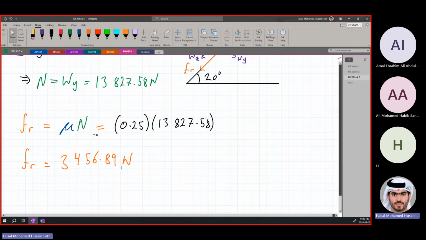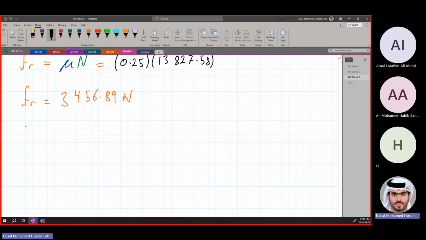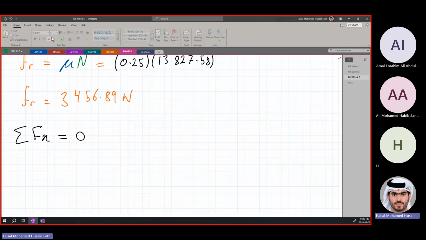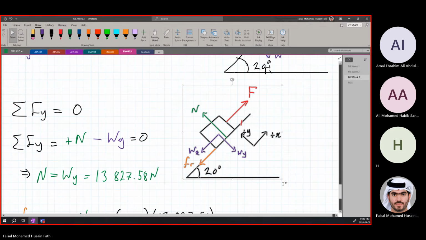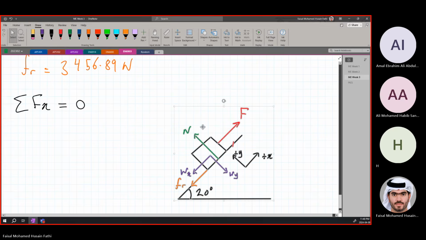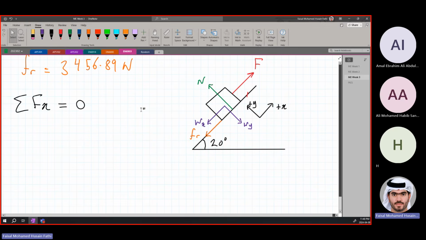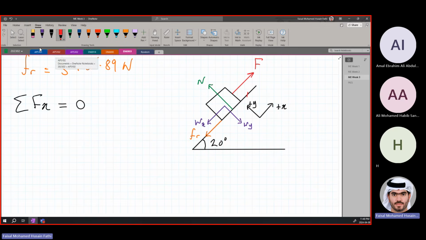Now that we found our friction force, we can do our sigma Fx in the x direction to find our actual force. Let me just copy paste this down here. Sigma Fx is going to be equal to, let's look at what we have in the x direction. We have a positive F, we have a negative Wx, and we have a negative Fr. And this is all going to be equal to 0.